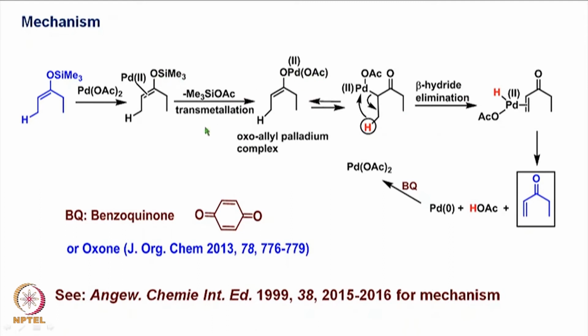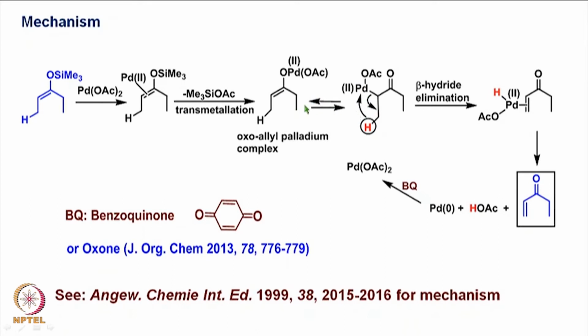This is what is transmetallation. This results in the formation of an oxo-allyl palladium complex, which is in equilibrium with this particular palladium species. Now in this case you have an oxygen palladium bond, and since it is an enol ether type of species, it breaks and can form a carbon palladium bond. In both the species the palladium remains in oxidation state of 2.